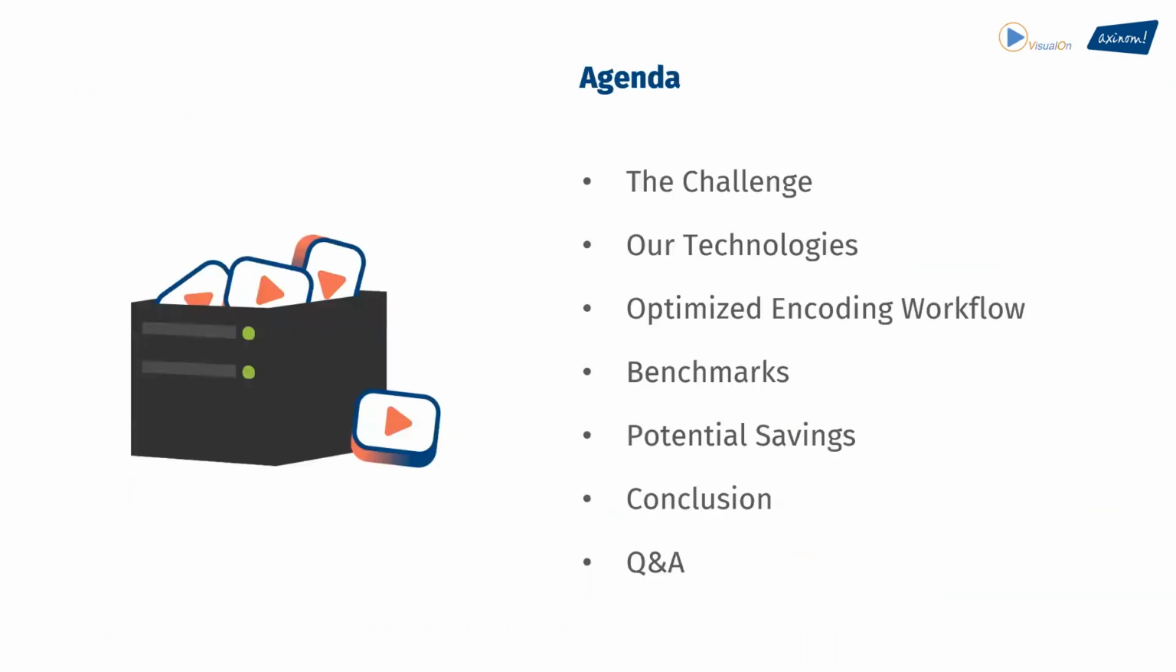All right, let's look at what we have planned for today. For the next 30 minutes or so, we will shed some more light on the challenge that we are trying to solve for the streaming industry, give a short intro to our technologies, introduce per scene encoding and show what the optimized encoding workflow looks like and what benefits it has, look at some numbers, benchmarks, so you can see how much you can save in bitrate by using the optimized encoding, and then move on to potential financial savings. We end with a conclusion and then take questions from the audience. You can already send the questions in the chat while the webinar is ongoing, so feel free to do so.